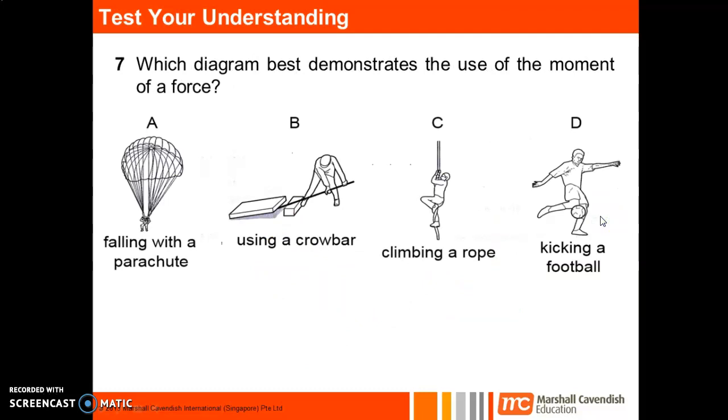Last question. Which diagram best demonstrates the use of moment of a force? Which one shows the moment of a force, the turning effect? The answer should be B, using a crowbar.